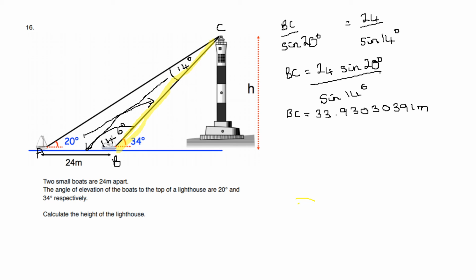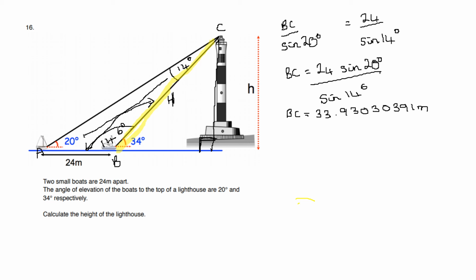So H would actually be at right angles. So if this were H, that would actually be at right angles there, because the surface of the water is taken to be horizontal and the lighthouse is taken to be vertical. So we know this highlighted side now. So we can now use trigonometric ratios to work out the height of the lighthouse. So BC is the hypotenuse of the right angled triangle. So we know we're going to need to use the hypotenuse.